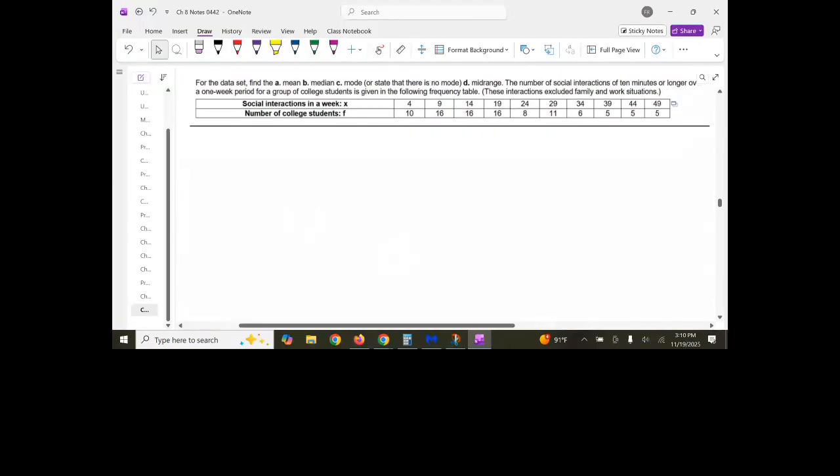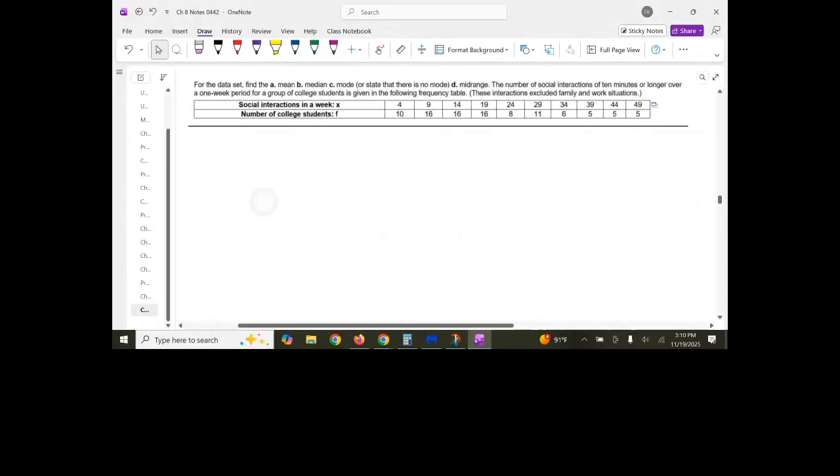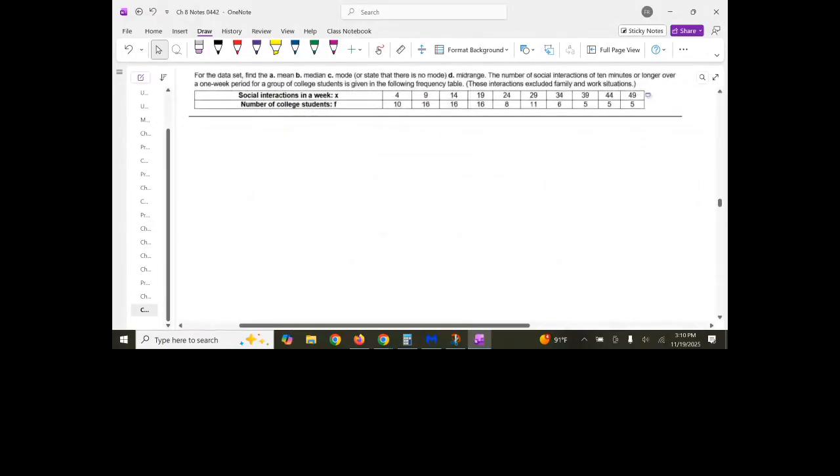All right, it says for the data set, find the mean, the median, the mode, or state if there is no mode. Sometimes, y'all, there's no mode. And then the mid-range. It says right here, the number of social interactions for 10 minutes or longer over a 1-week period of a group of college students is given in the frequency table. These interactions exclude family and work situations. All right, that's fine. The first thing we need to figure out is how many people we interviewed.